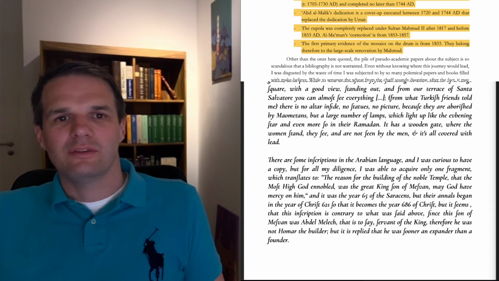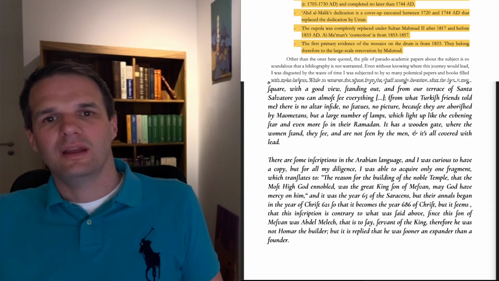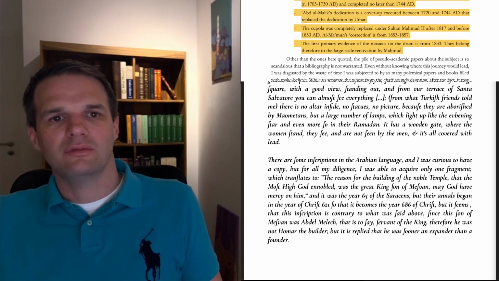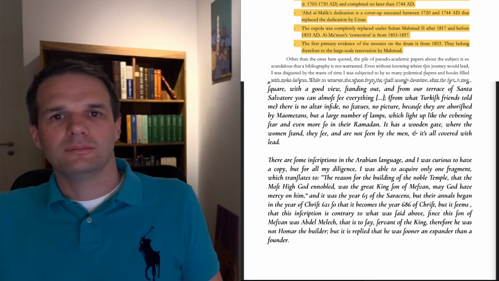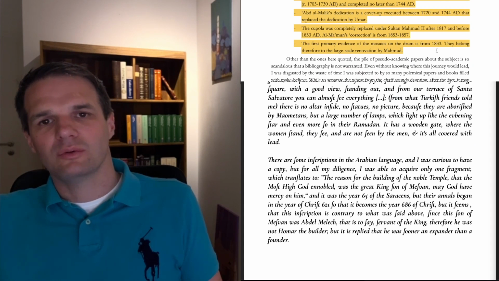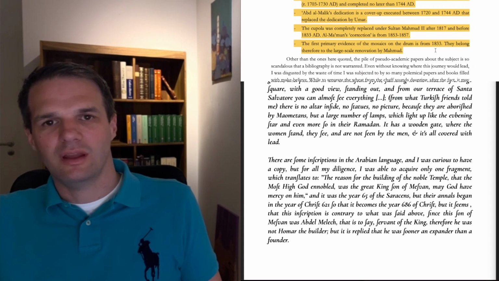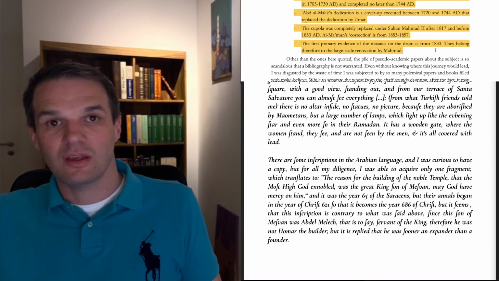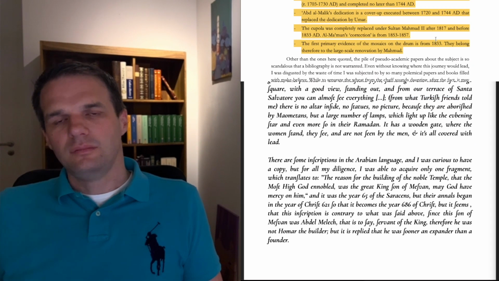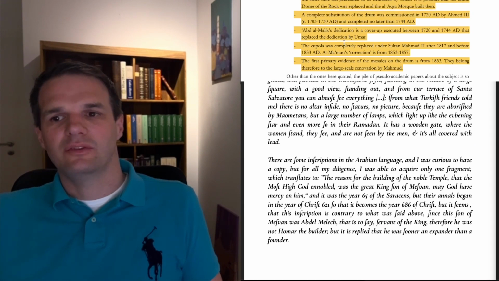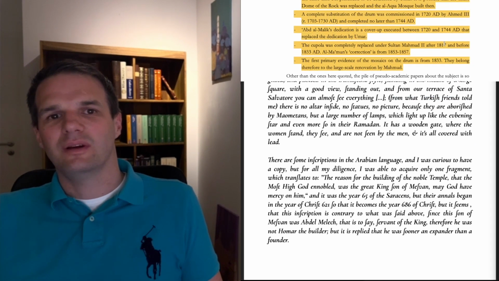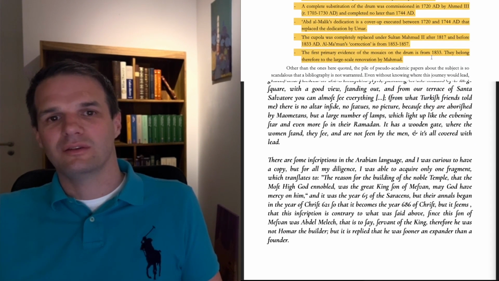The first primary evidence of the mosaic on the drum is from 1833. They belong, therefore, to a large-scale renovation by Mahmud. So we jumped over this one, but from 1833 we now have a description of the inscriptions as we know them today. And since AJ believes to have shown that by 1744 the inscription was different, he comes to the conclusion that they were a result of a large-scale renovation by Mahmud.